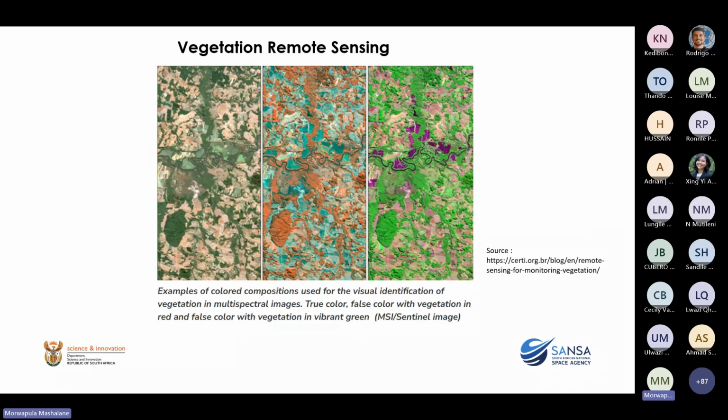When you are looking at a satellite image, you can visualize it in different ways. We have true color composites and we have false color composites. When we are doing these color composites, whatever band we allocate to green, whether it's red or blue, the vegetation will appear in that color. For instance, can I see where's the pointer?